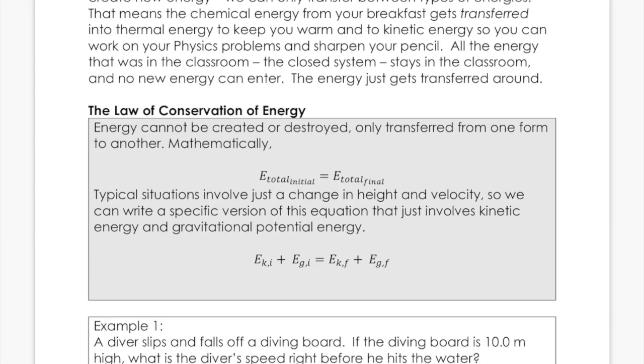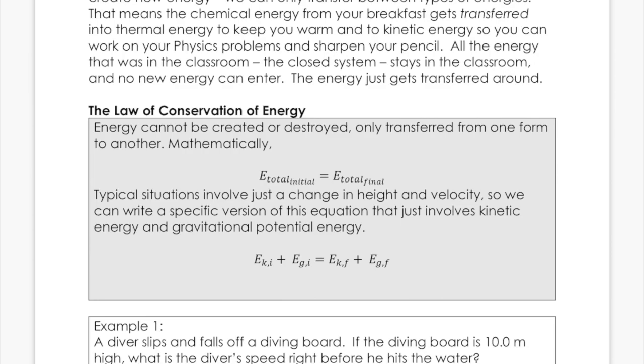These notes are over the law of conservation of energy. If we considered a closed system, for example, if a classroom was a closed system, no amount of energy is going to be able to come into the classroom and no energy is going to be able to leave the classroom. All the energy that exists in the classroom would have to be converted in order to sustain. It's just transferred around.